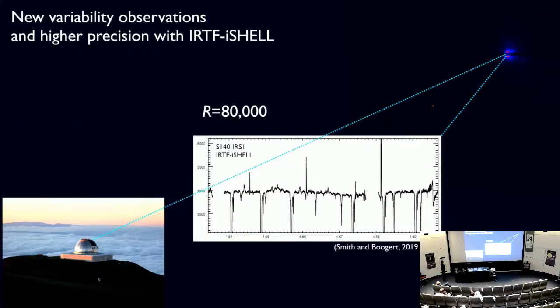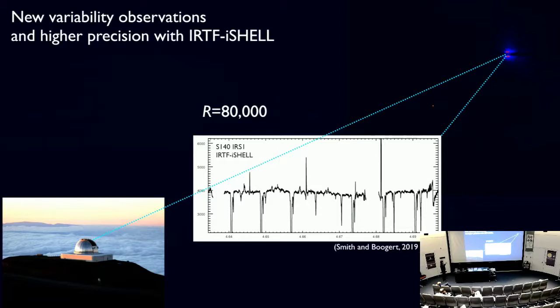So now I've started to use iShell, which is a high-resolution spectrometer, 80,000. For non-astronomers, we want a higher number here. The higher the number, the better. With CRIRES on the VLT, the Very Large Telescope, which we used to look at the low mass stars, it was about 95,000. So that was the best. But 80,000 is good enough to resolve the line profiles.